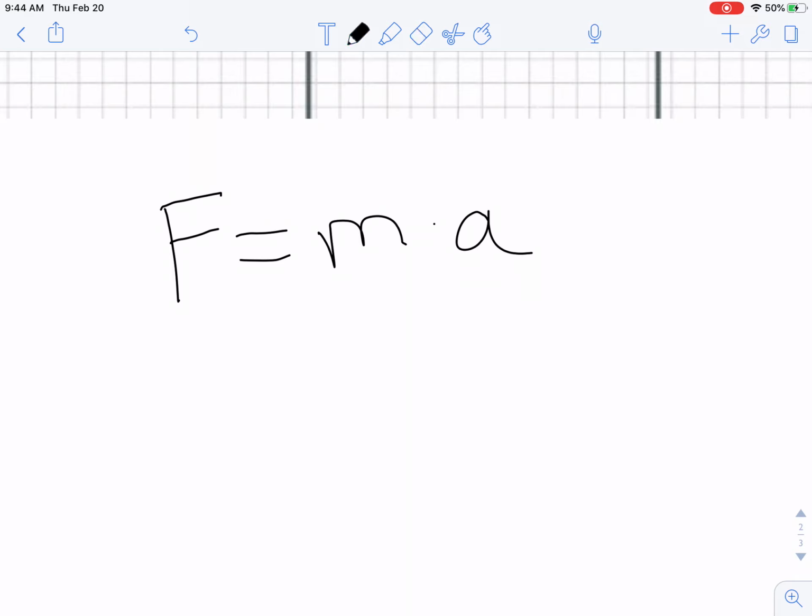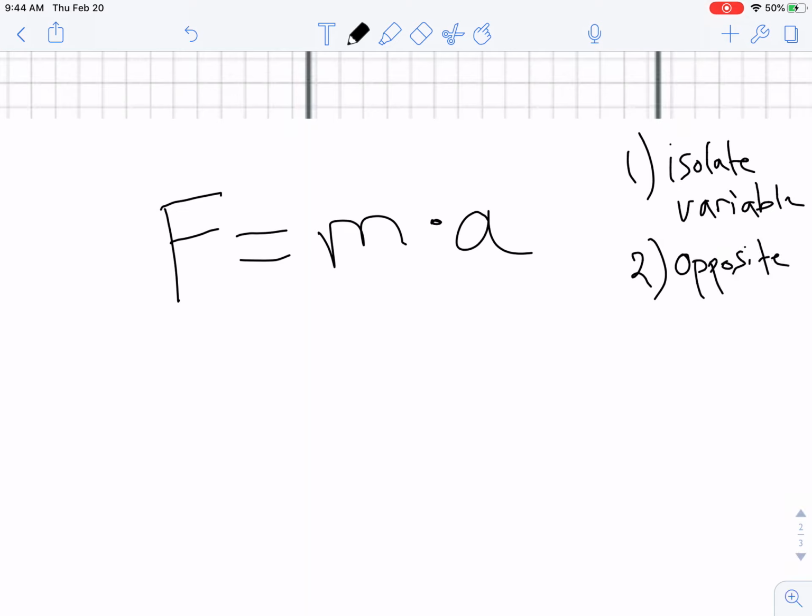So right now, is A isolated? Nah, it's not. This M is bothering it. Get away, M. So what we have to do is let's write down our steps here. We want to isolate the variable. That's cool. That's step 1. Step 2 is you have to use opposite, I don't know, functions? Is that the right thing? I don't know. We'll just say it.